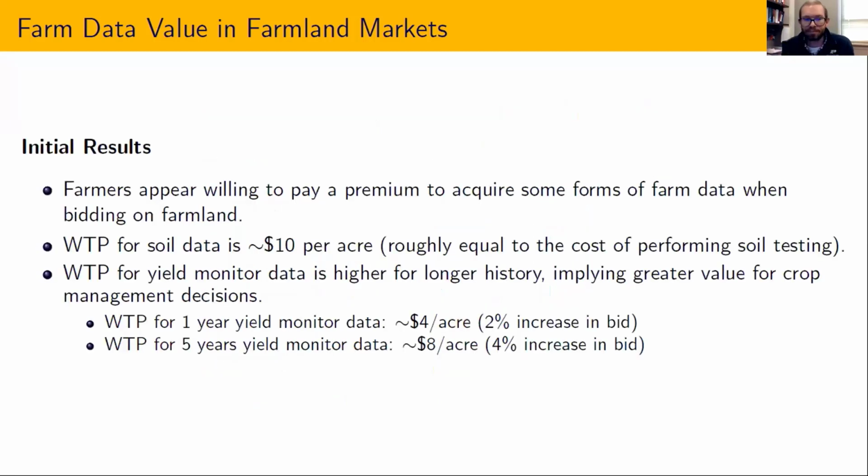So to summarize those results, yes, farmers appear to be willing to pay some premium for farmland that comes with precision data. It's about $10 for soil data and $4 and $8 for yield monitor data for 1 and 5 years respectively. That works out to be about a 2% increase in the bid for 1 year's worth and about a 4% increase for 5 years. So it's not a huge bump, but it does imply that there's value to be had there for both farmland owners and potential tenants. So we're going to do a much more formal version of this this summer, thanks to an Ag Seed grant from the college.